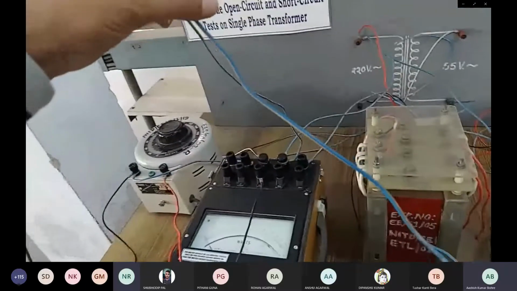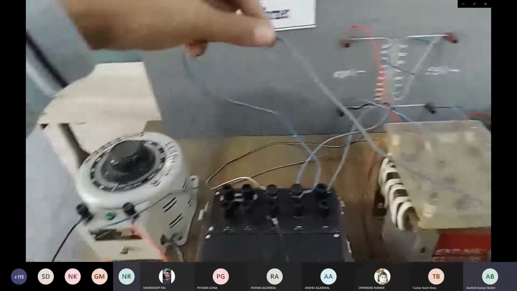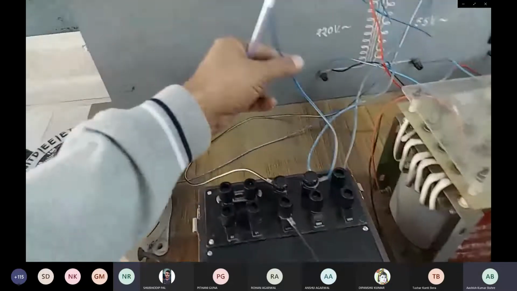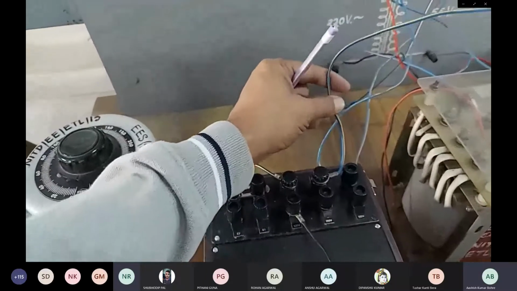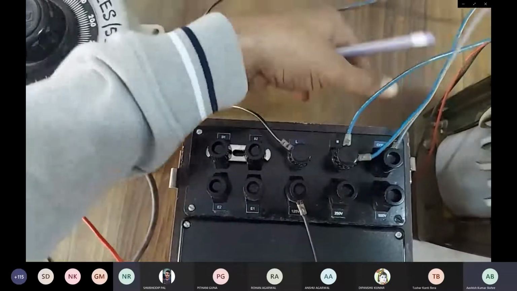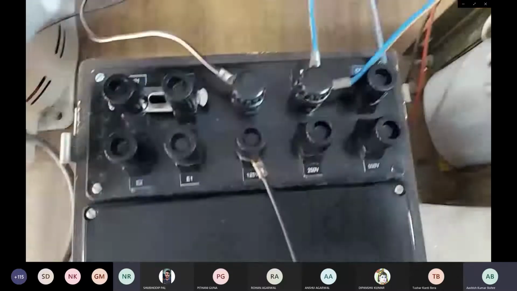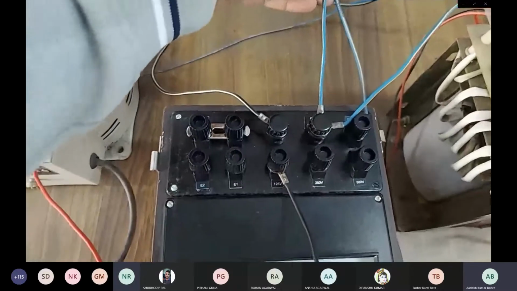You see the wattmeter to measure the input power. This is measuring the input current, and this wattmeter will measure the input power. So here at the M terminal, you can check. This is M. Now M to C should be shorted. Here we have used this wire to short the M to C.